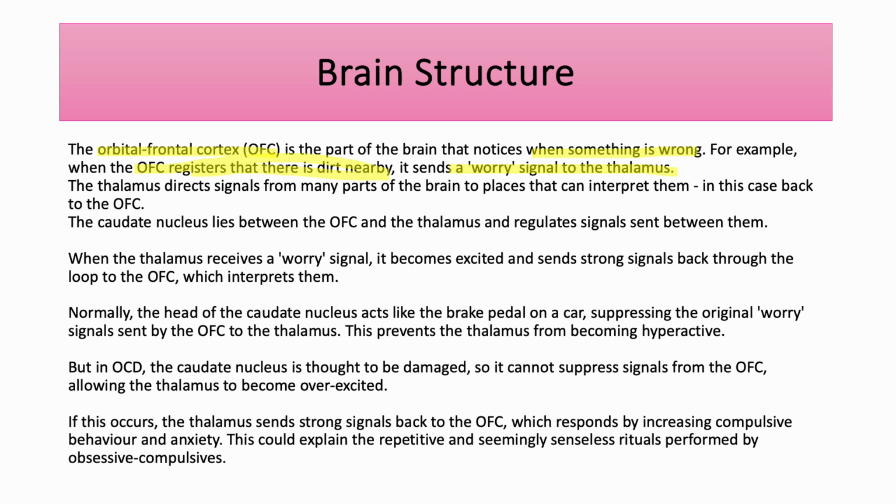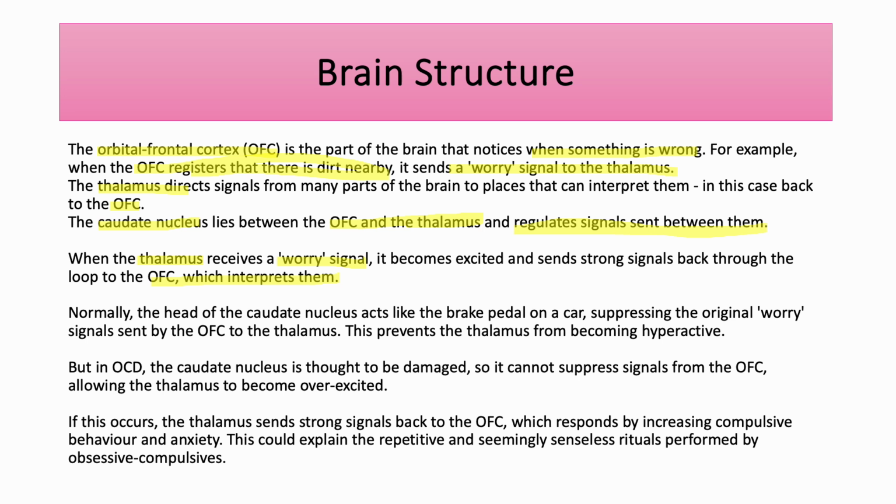So in this case, the signal gets sent back to the orbital frontal cortex, because the job of the orbital frontal cortex is to make decisions. So the thalamus directs that signal back to the orbital frontal cortex. However, the caudate nucleus, which is another part of the brain, is situated in between the OFC and the thalamus, and that regulates signals that are sent between the OFC and the thalamus. So when the thalamus receives a worry signal, it gets excited. It sends signals back to the OFC, which can interpret them and choose an appropriate response.